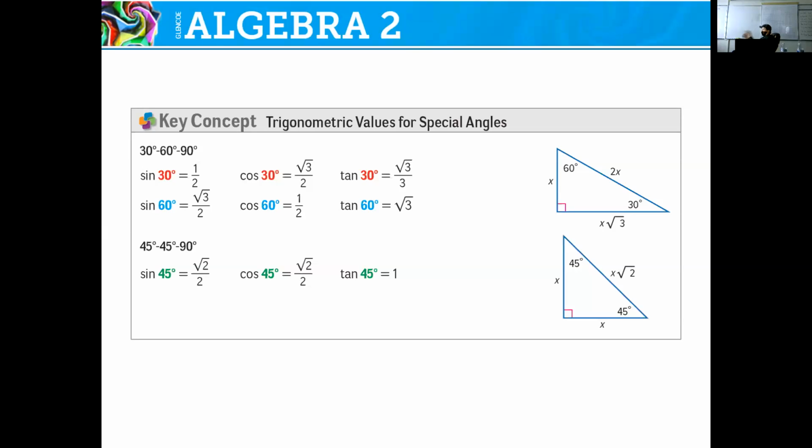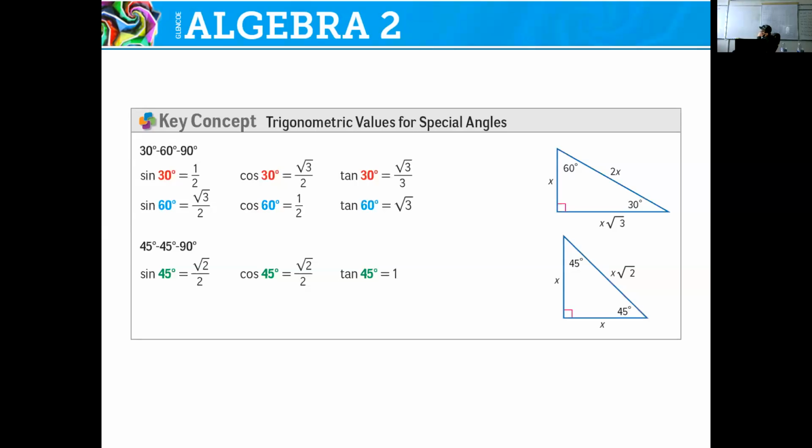Doesn't matter what the side lengths are. If you have a 30-degree angle, it's going to match up with sine of 1/2 because it's a ratio of side lengths. Cosine of 30 degrees is the square root of 3 over 2. Cosine of 60 degrees is 1/2. You can see with sine and cosine, they equal each other and work a little opposite. Sine of 30 is equal to cosine of 60. Cosine of 30 is equal to sine of 60.